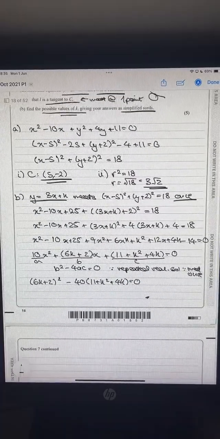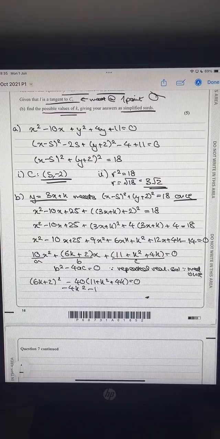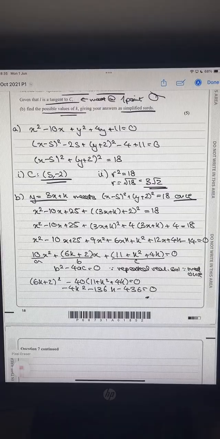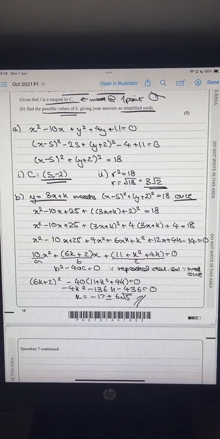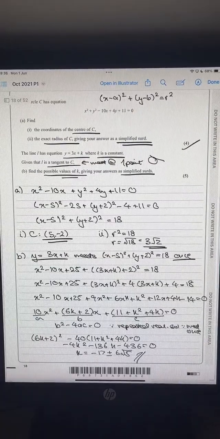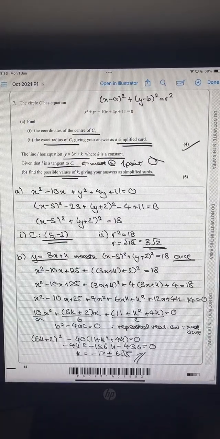So I'm going to expand out and then simplify. So when I do all that, I get minus 4k squared minus 136k minus 436 equals 0. I've just cut out the step of expanding it. And then I want to solve this, so I can just plug this into my calculator, and I get k is equal to negative 17 plus minus 6 root 5 as a simplified surd. And that is my final answer. So find the possible values of k. Well, I've got a plus minus value, which makes sense, so I'm happy with that. And my answer is a simplified surd. So that's how you do part B.